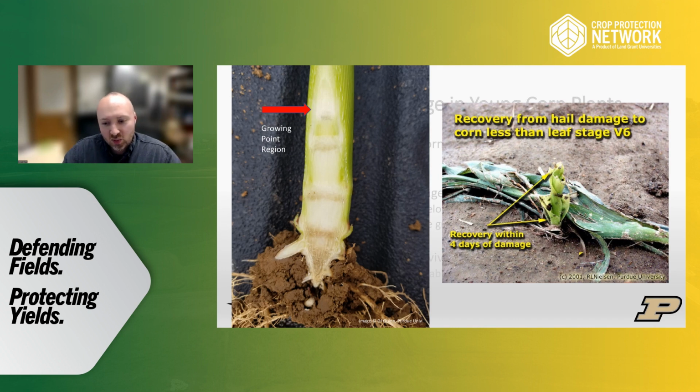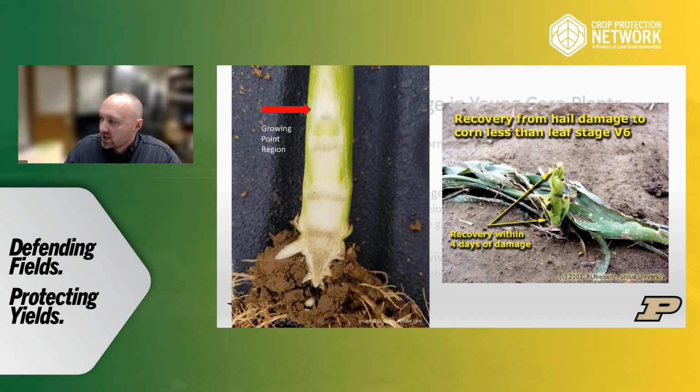So it's important, if we're past V6, okay, we've got severe hail damage, now we need to go out, look, split some stalks, assess where the growing point is, and also understand whether or not there is severe damage to the growing point. Is there severe bruising? Does it look like there's severe damage to that growing point, where there's a pretty good potential that corn plant isn't going to survive?